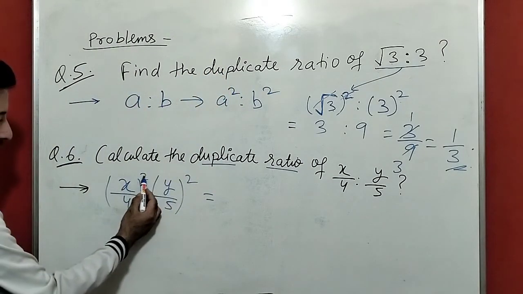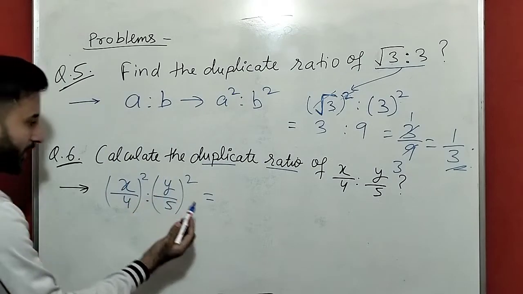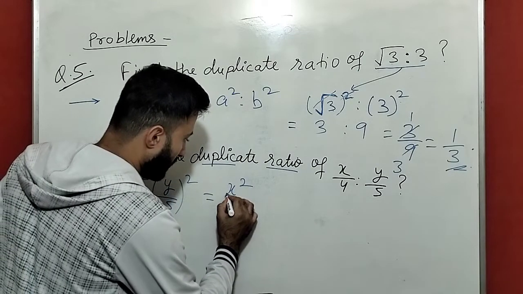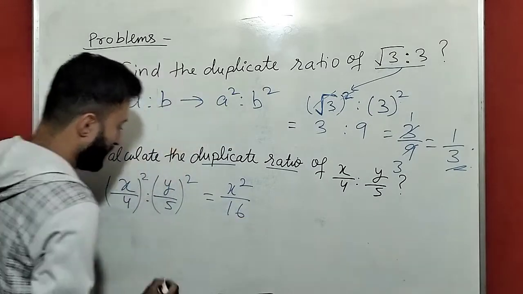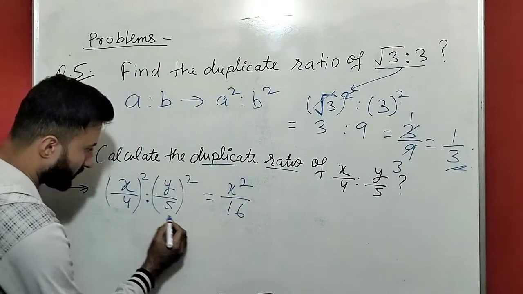So this x is square. So x square is what? x square divided by 4 square is what? 16. And guys, this is the ratio.